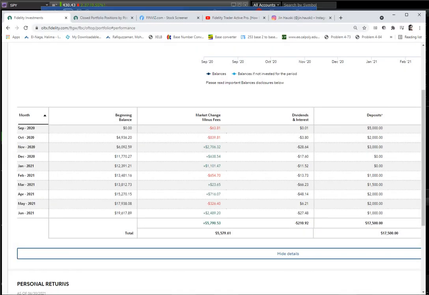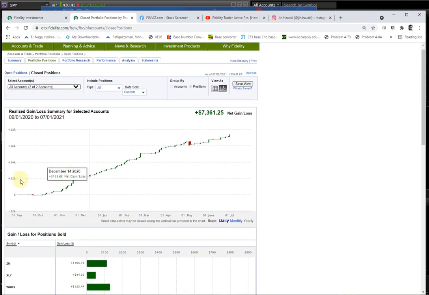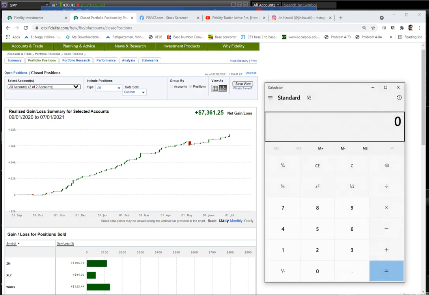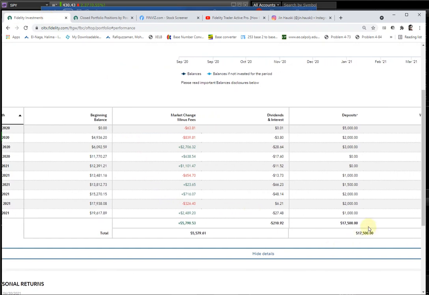Is it this one right here? Let me show you guys what consistency looks like. This is the consistency that I'm talking about. Since the account has been created, I have locked in $7,300. So let's take out a handy dandy calculator and find out what the percent return is so far on this account. This is how much profit I locked in already. Divide by how much did I put in total? 17,500.